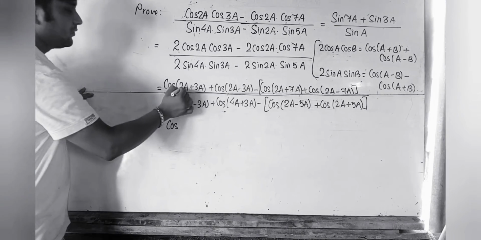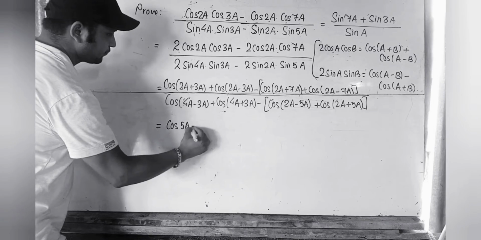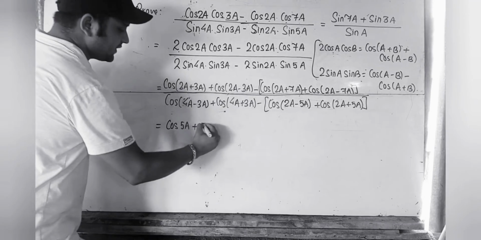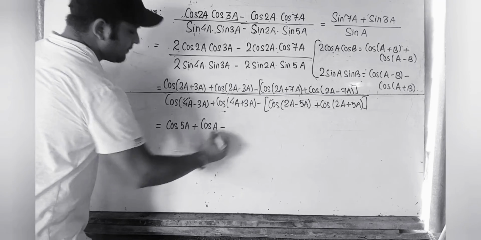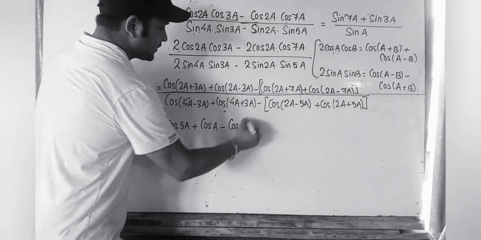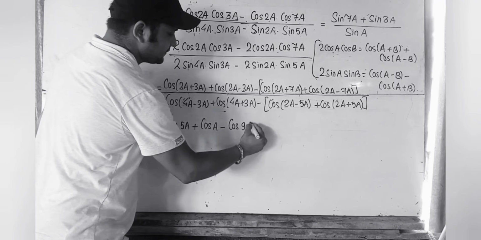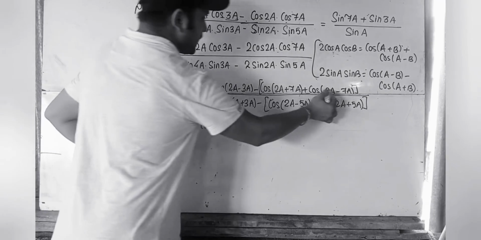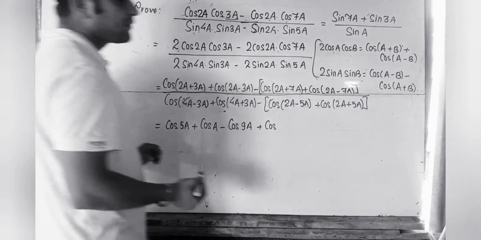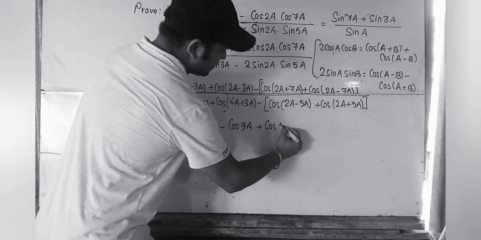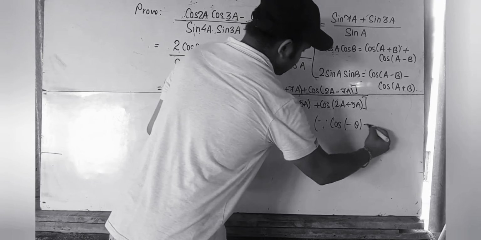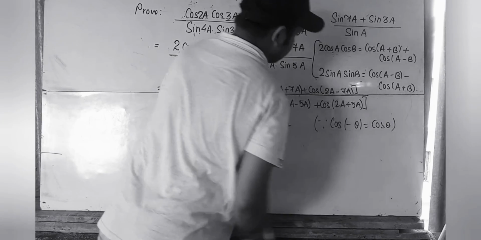Let us solve. 2a plus 3a gives you 5a. 2a minus 3a gives you minus a, and cos minus a is also cos a, minus cos 2a plus 7a is 9a. Minus into minus gives you plus cos 2a minus 7a is minus 5a, but cos minus 5a is also cos 5a, because we know the reason, cos minus theta is cos theta.